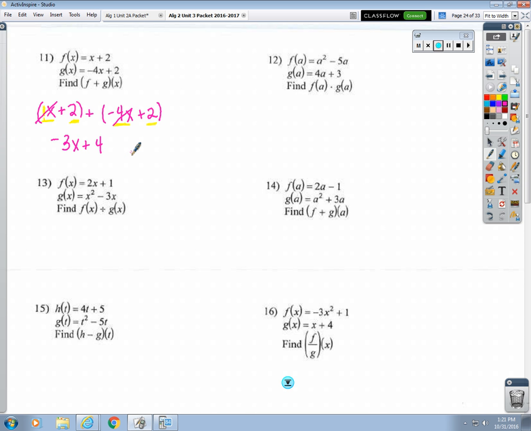This polynomial is known as a linear binomial. Linear because the highest exponent is 1. Binomial because it's 2 terms.